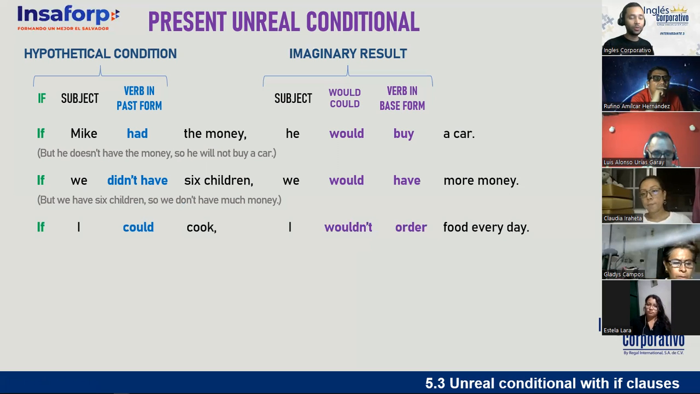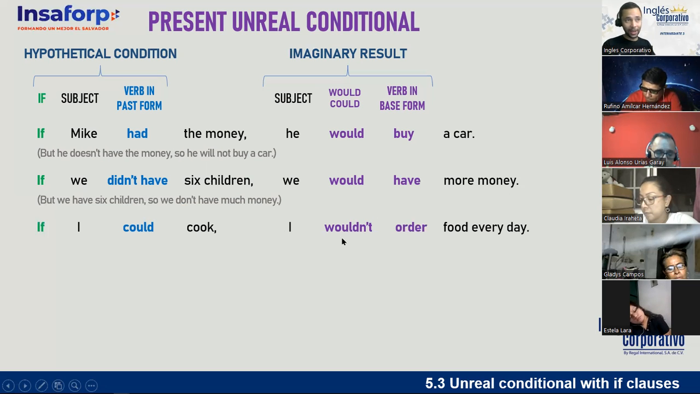Next example. If I could cook, I wouldn't order food every day. Si yo pudiera cocinar, no ordenaría comida todos los días. So, same structure. If, then the subject I, then the verb in past form, could. If I could cook. Imaginary result. Subject I would, could be negative also. I wouldn't, and the verb in base form, order. I wouldn't order food every day.